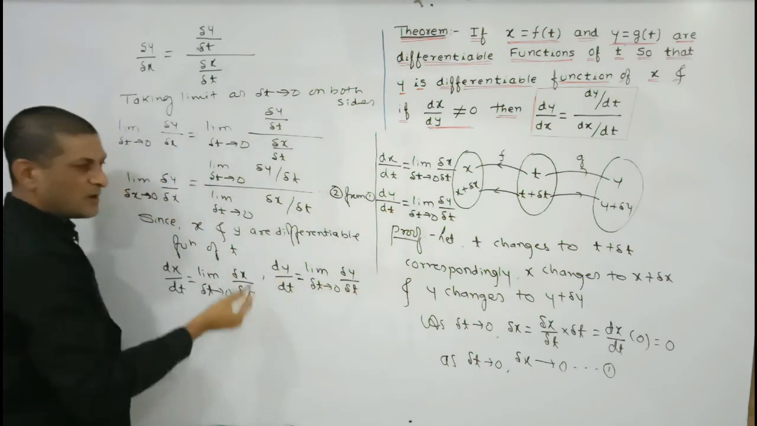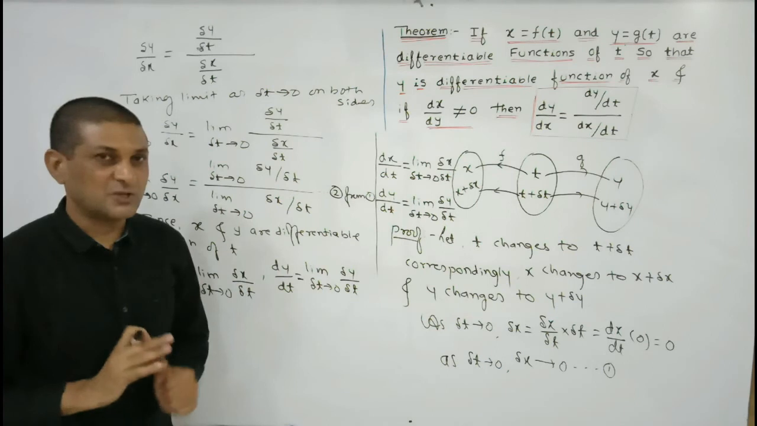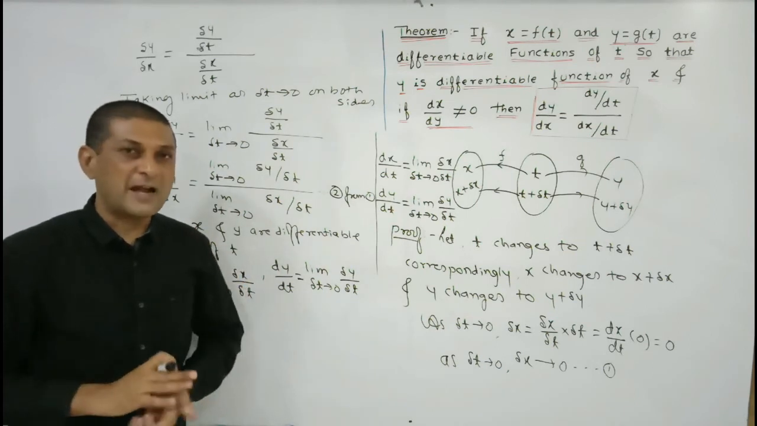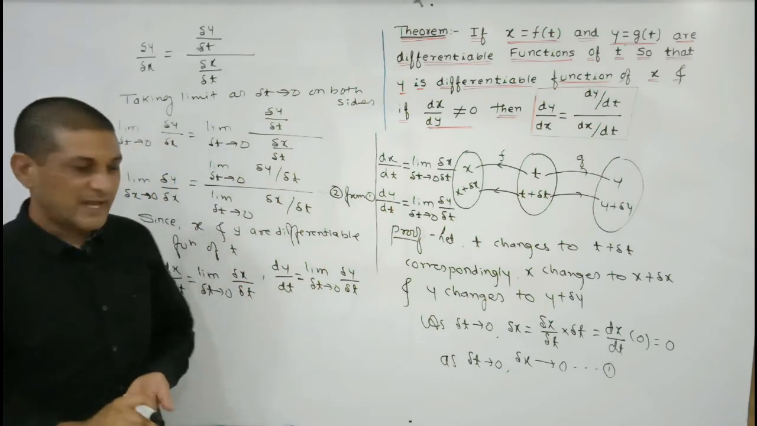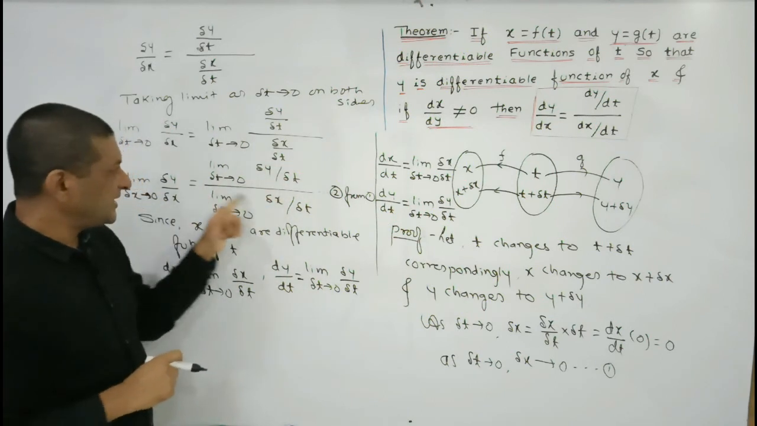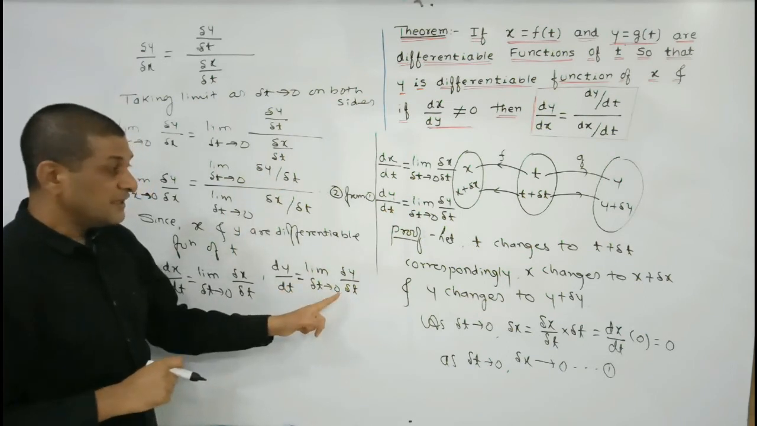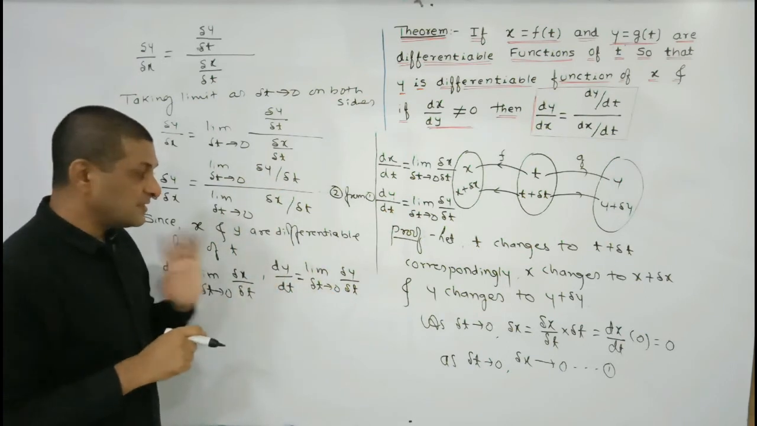This result we have got from the given condition that x and y are differentiable functions of t. Now, after this, you have to understand this part very well. Observe this limit. Is it the numerator? Check that. Is it the numerator? Limit delta t tends to 0, delta y upon delta t. It is already given to us that this limit exists.